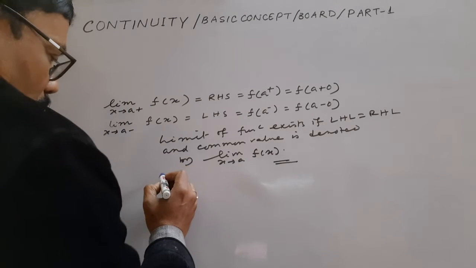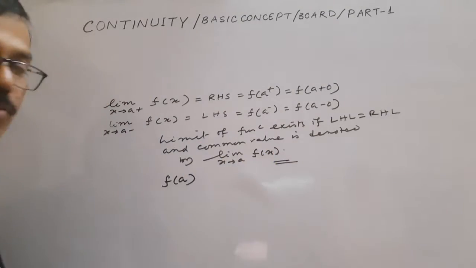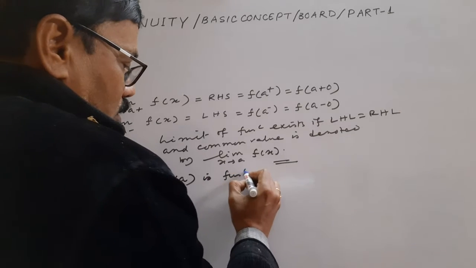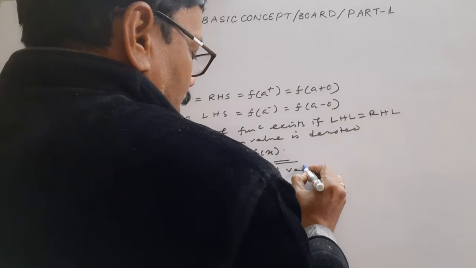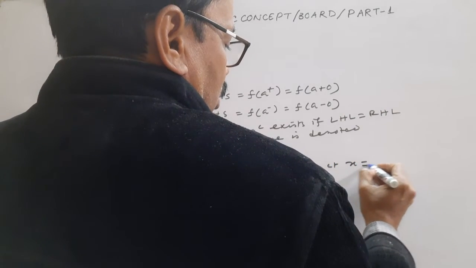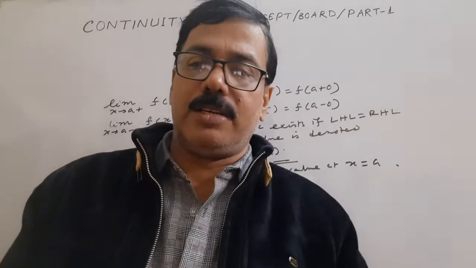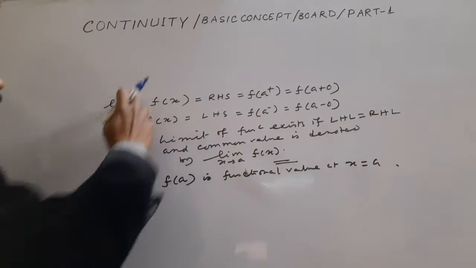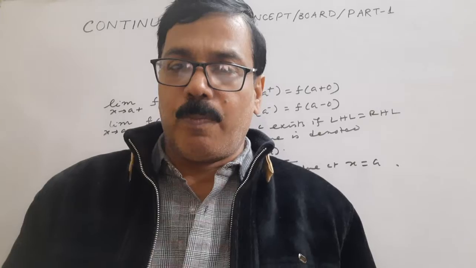Now you know, what is the difference? The limit is the value of f(x) very near to a, and what is f(a)? f(a) is the functional value at x equals a, and this is the limiting value. So limit exists if right hand limit equals left hand limit. So we need this idea: what is right hand limit, what is left hand limit, existence of limit.